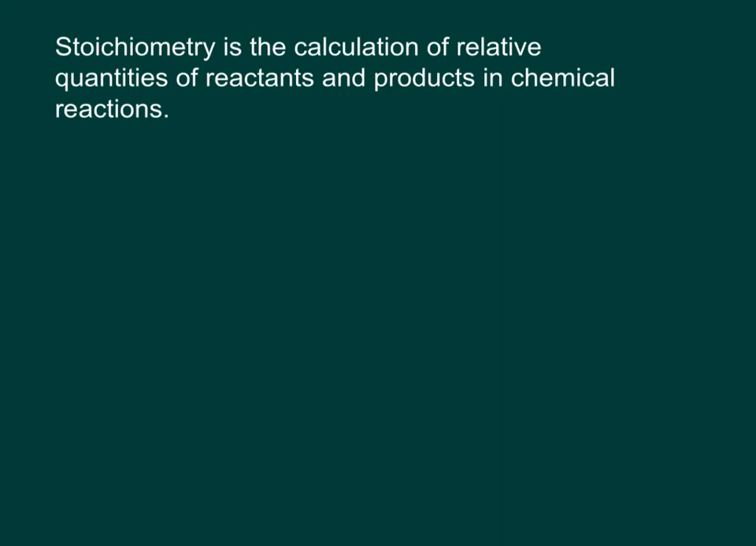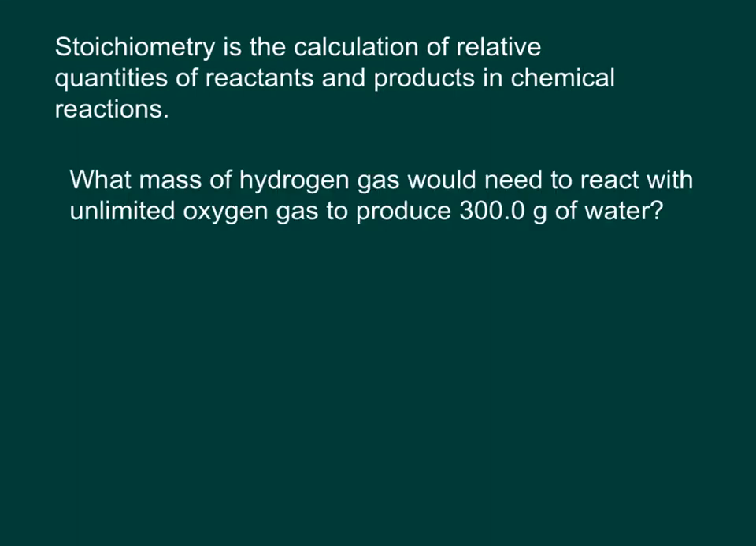Stoichiometry is a method that we use to calculate quantities of reactants and products in chemical reactions. For example, in the reaction between hydrogen and oxygen, which produces water, if we wanted to produce 300 grams of water, what mass of hydrogen gas would we need in order to produce 300 grams of water? So if we're going to use stoichiometry, there are 5 basic steps.